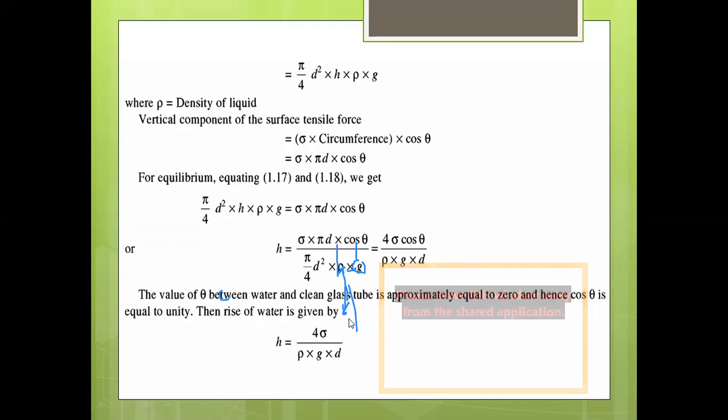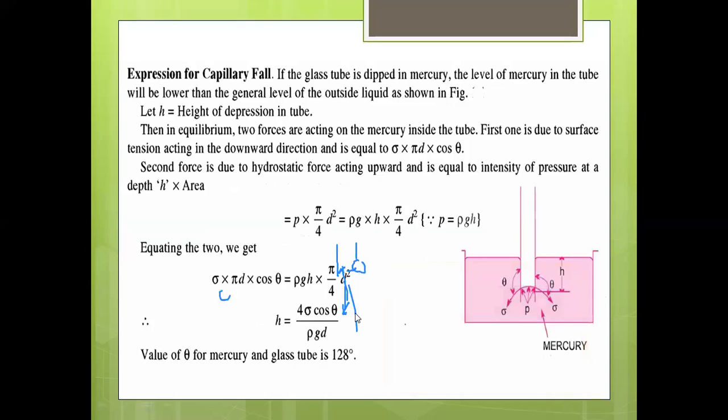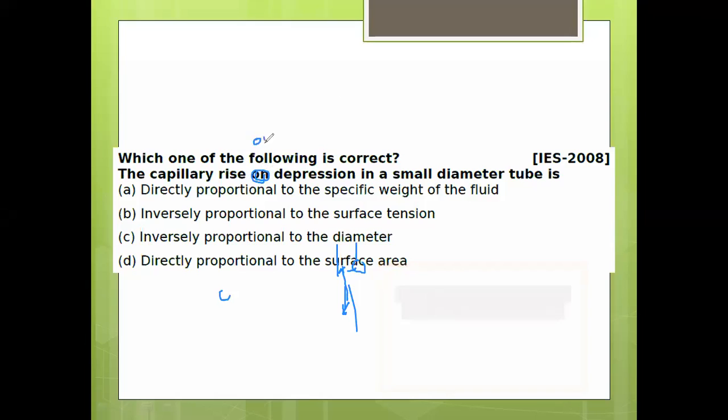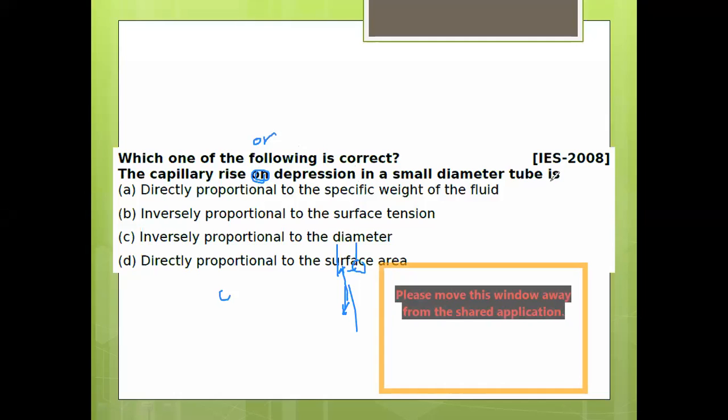I think you might have written these formulas in your notebook. Let us solve one problem here. Which one of the following is the correct statement? The capillary rise or depression in a small diameter tube is. Here there is a mistake: instead of 'on', there should be 'or'. Capillary rise or depression in a small diameter tube is.